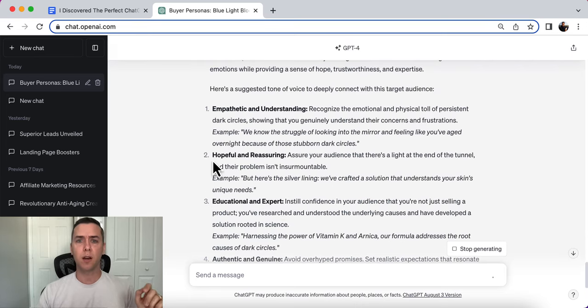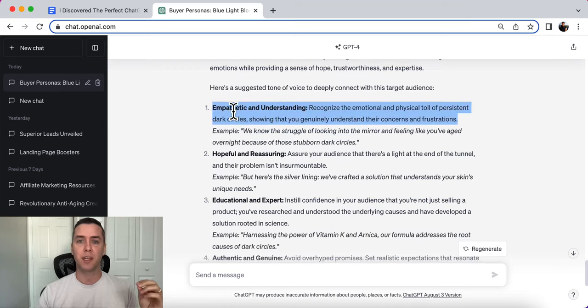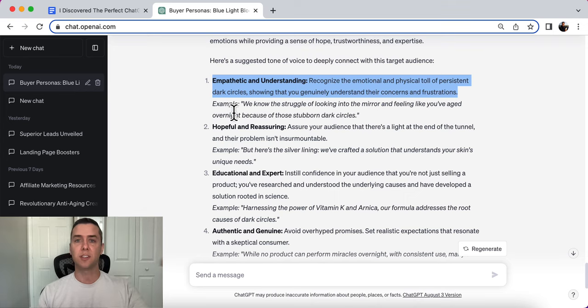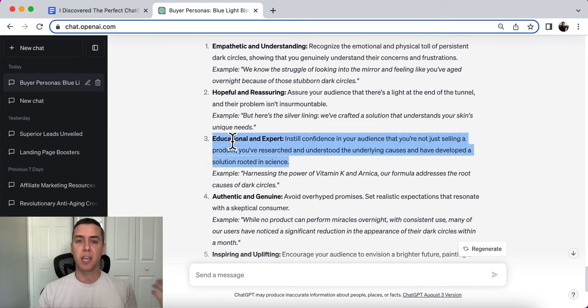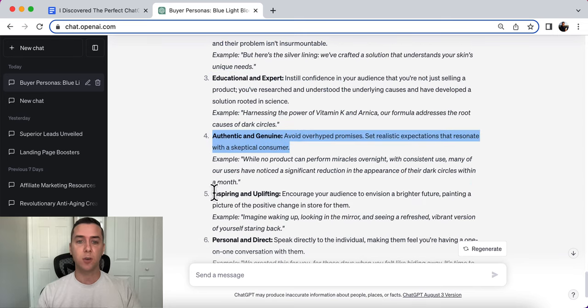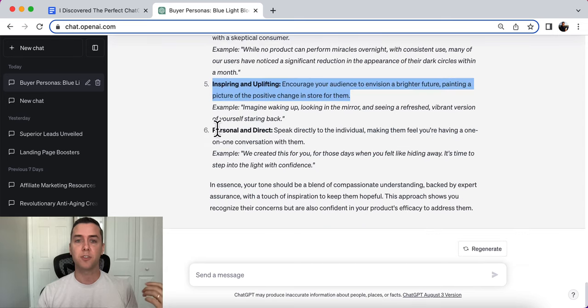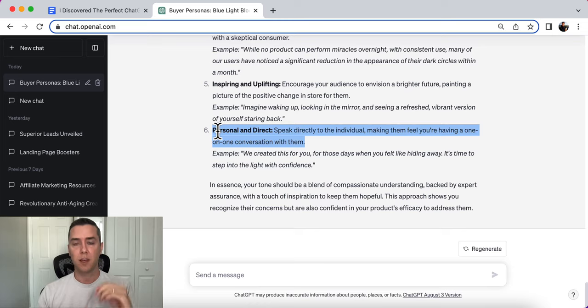Okay. So here are a bunch of different suggested tones of voice that deeply connect with the target audience: empathetic and understanding. Then he even goes into giving a little bit more example of it. Hopeful and reassuring, perfect. Educational and an expert. Authentic and genuine, inspiring and uplifting. Personal and direct, perfect. Now we can use these tones of voice next with creating other types of content, other types of copywriting, other types of emails, other types of marketing.